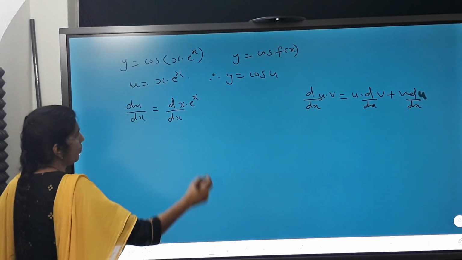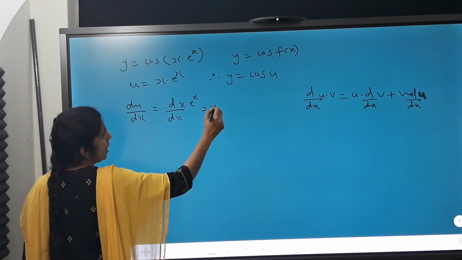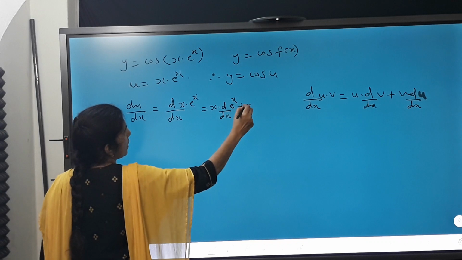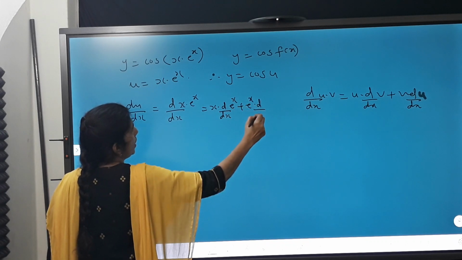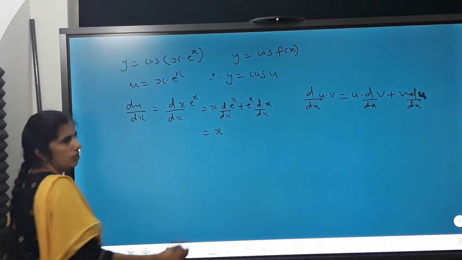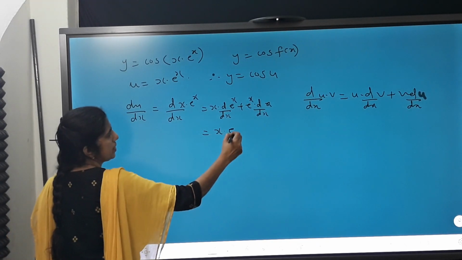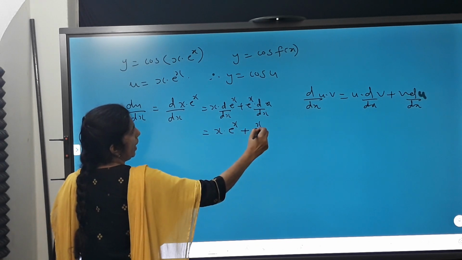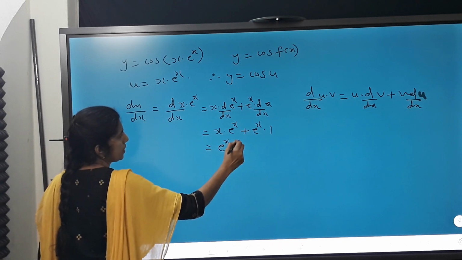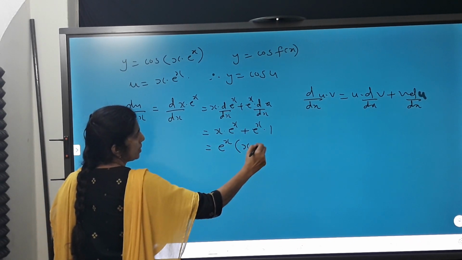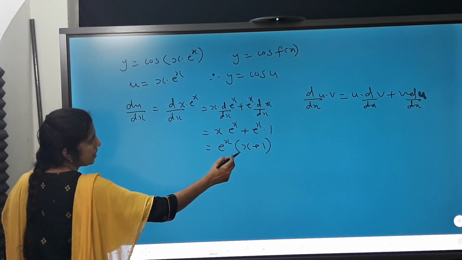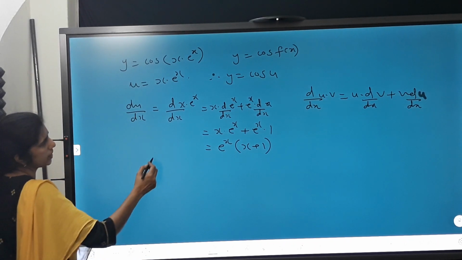So d by dx of x into e raised to x is x into d by dx of e raised to x plus e raised to x into d by dx of x. That is equal to x into d by dx of e raised to x, which is e raised to x itself, and d by dx of x is 1. We can take e raised to x as a common factor, and inside the bracket you will get x plus 1. So our du by dx is e raised to x into x plus 1.